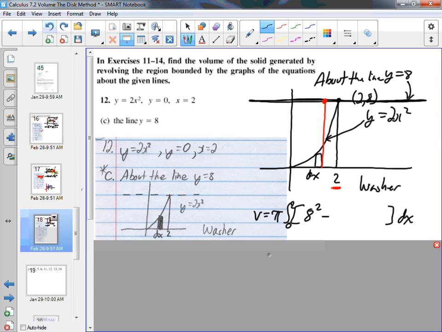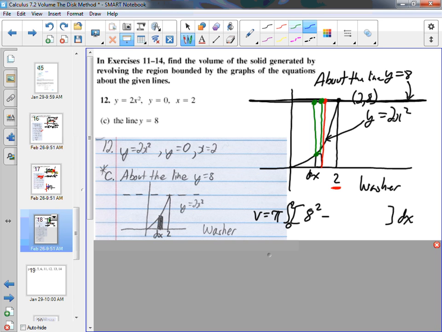Minus the inner radius. The inner radius starts here at the same place, at the line y equals 8, but it stops at the near edge. Okay? That near edge is at y equals 2x squared. So let me redraw it. Let me draw it so it actually hits the rectangle right there. Okay? So what's the distance of that green segment? Well, if it went all the way down to the x-axis, it would have a length of 8. But it doesn't.